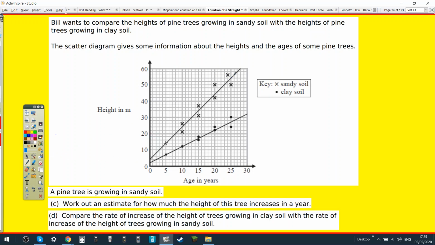So you could compare, let's say this is 25 years. And this one is, I think it's 19 years. And what would you have to do to figure out how much it grows each year?